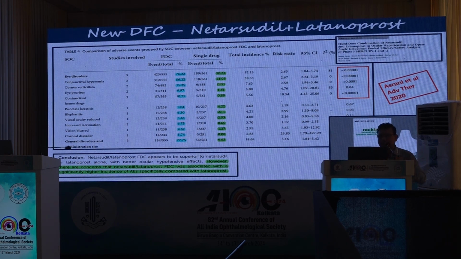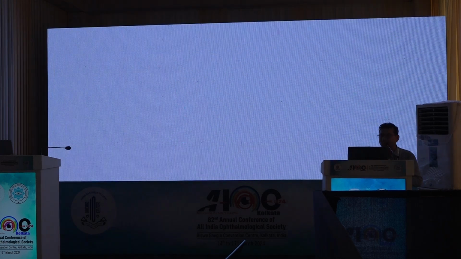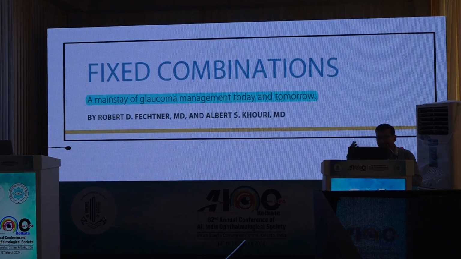So, it makes a strong case for my next speaker, Devendra sir. He's going to talk about Trisopt. So fixed dose combinations are the mainstay of glaucoma management today and tomorrow.